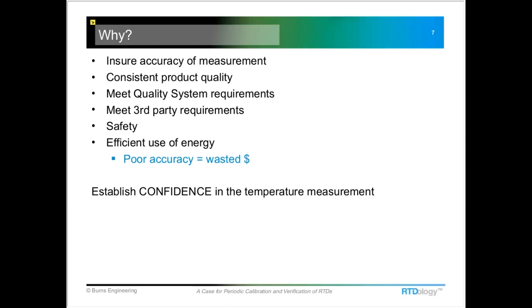And why would we want to do this? We touched on it a little bit, but it's to ensure that we've got a good, accurate measurement. You may have some third-party or quality system requirements. And for sure, we want to keep track of our product quality, especially in food, beverage, and pharmaceutical. Lots of other processes are highly dependent on an accurate temperature measurement, not only for safety within the plant and the products that are being made, but also to make sure that we have an efficient use of energy. Really bad accuracy can cause a lot of wasted money and wasted product.